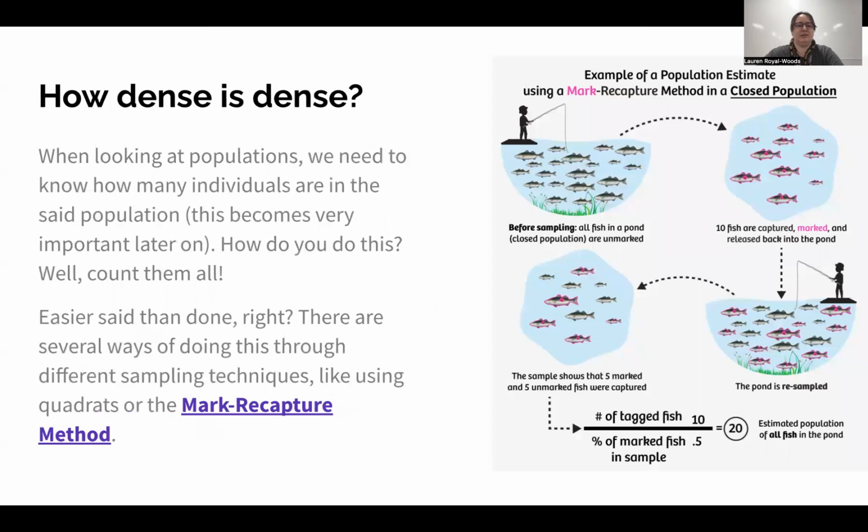Anyway, so how dense is dense? When we're looking at populations, we need to know how many individuals are in the population. How do you do this? Well, you count them. And in some cases, that's easier said than done.